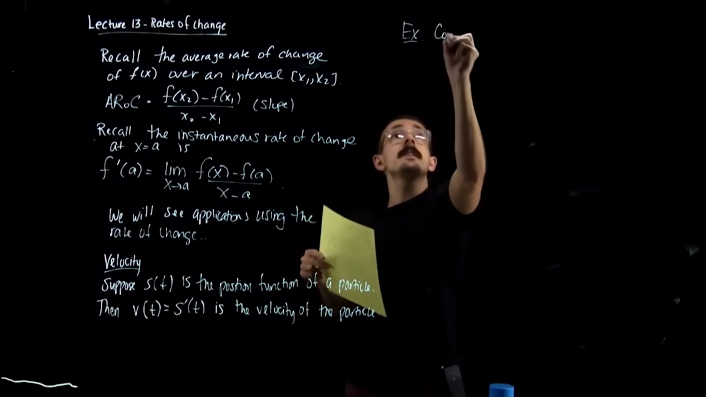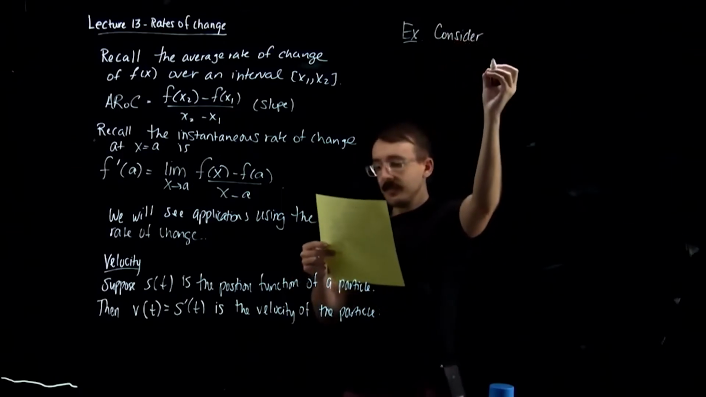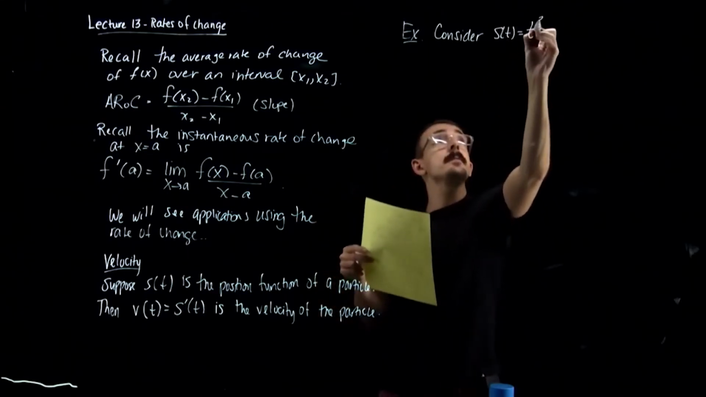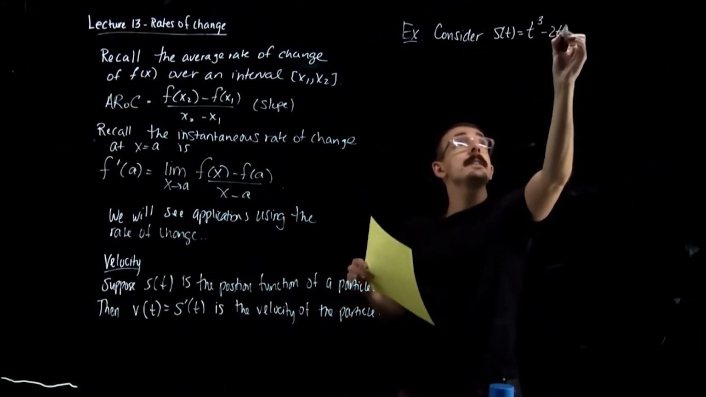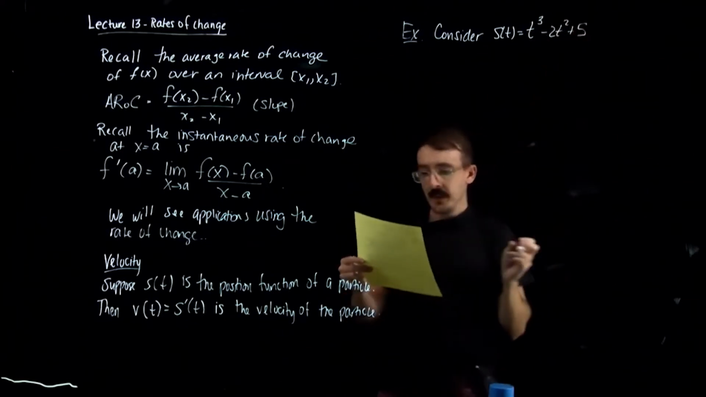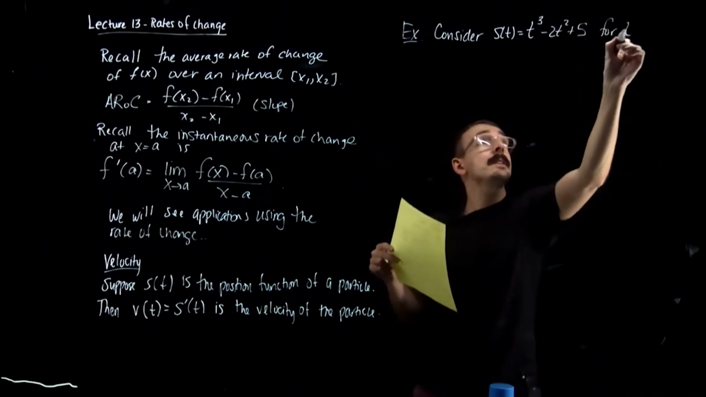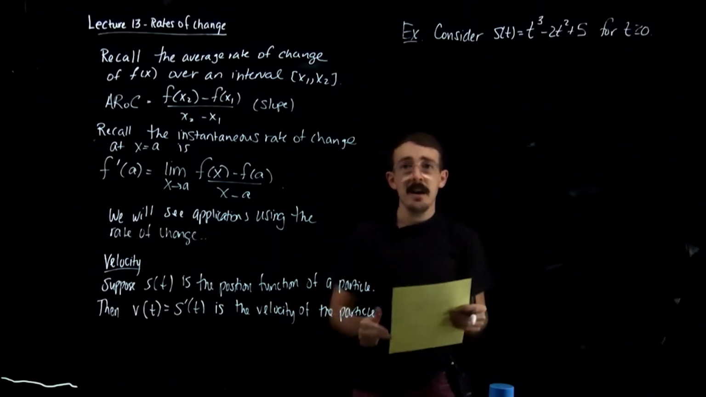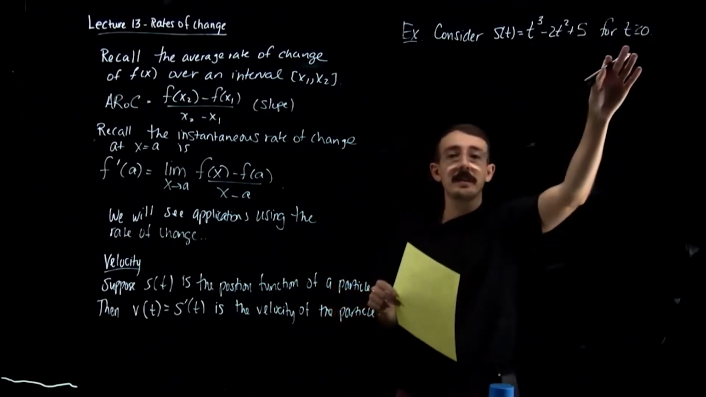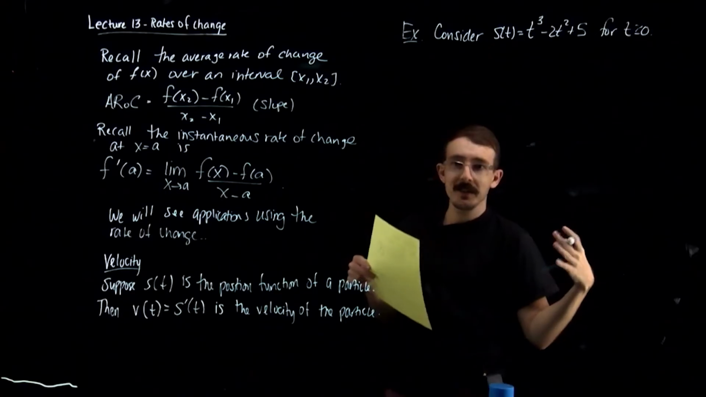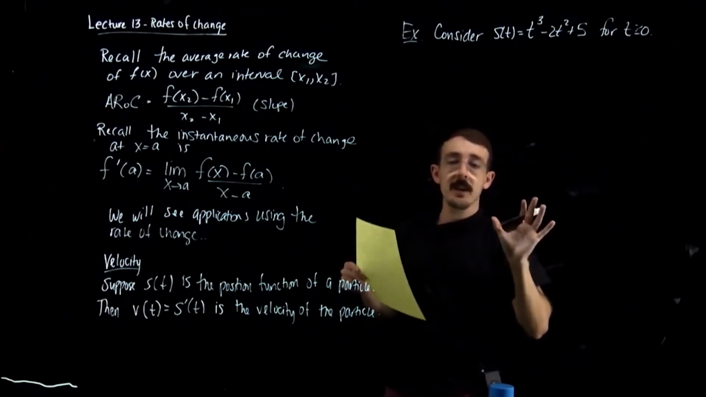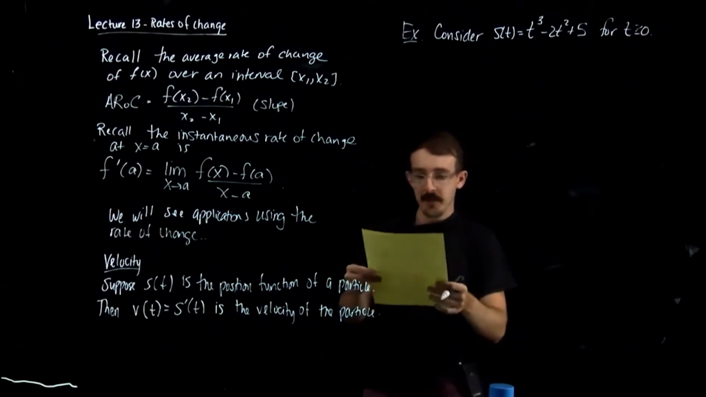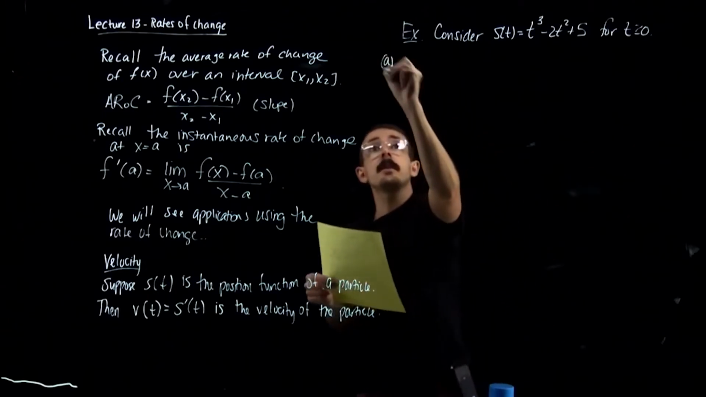So we're going to consider s of t equal to t cubed minus 2t squared plus 5. And I'm only going to consider this for positive t values because I'm going to think of this as time. But you could also have examples where t is not restricted to be just 0 or positive numbers. But for this one, I'm just going to do t is 0 or greater.